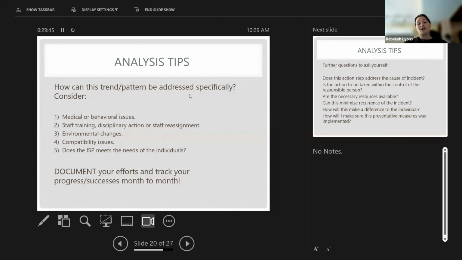Again, document all of your efforts, track your progress and your successes month to month. So if you've really been working and focusing on med errors, you've done a lot of retraining, you're going to look at May's data, and there's a lot of med errors. We'll go to June after you've done the training and everything, see if it's decreased. And if it has, put that in your analysis. You know what? We've taken steps to train and we've noticed a decrease in this. Yay us, yay for the people that we serve, yay for our staff. Celebrate those successes.